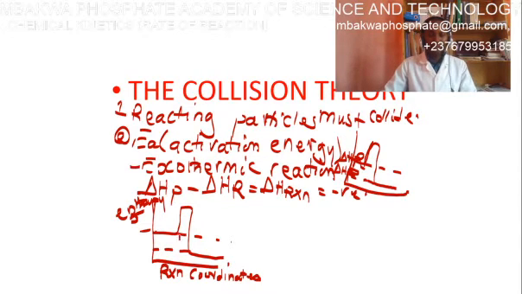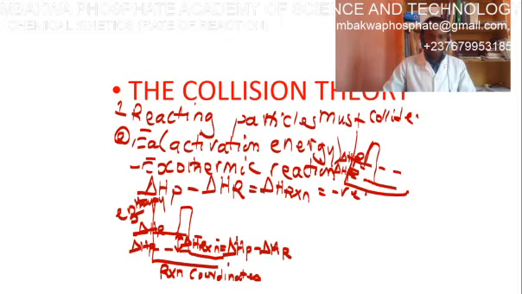This is the reaction coordinate. Here we have the difference in the energy between the reactant and the product. This is delta H of product and delta H of reactant. You see, delta H of this reaction is delta H of product minus delta H of reactant, and of course we see that it is going to give us a negative value.